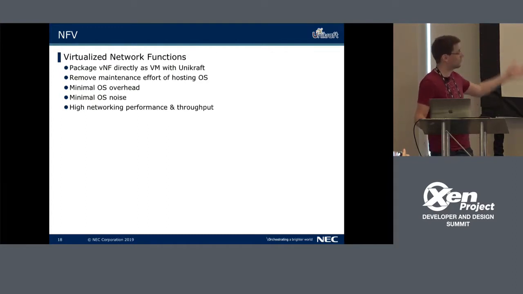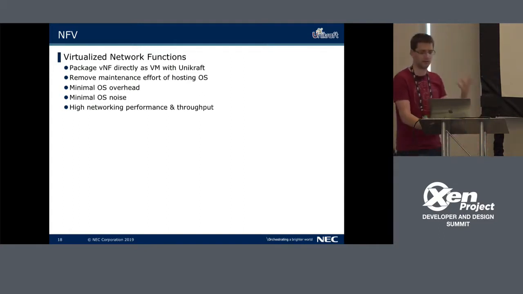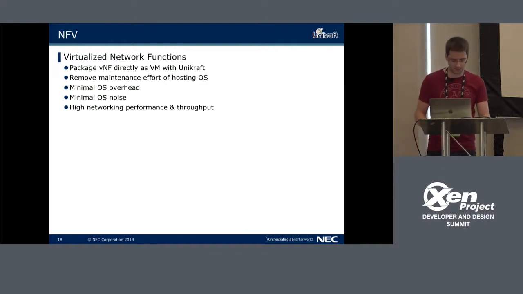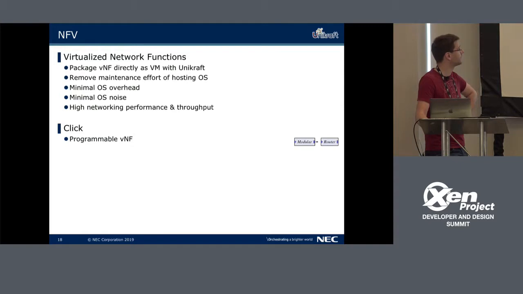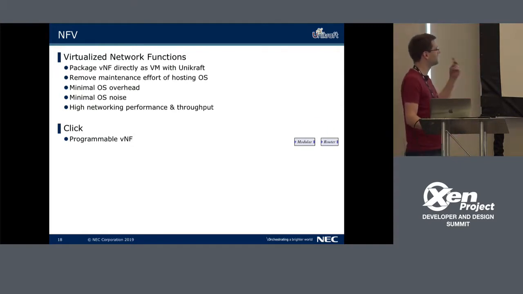The OS overhead gets more minimal so that you achieve better performance. The OS noise is minimal because you don't need to deal with preemption, with preemptive schedulers, if you don't need that in your VNF and so forth. And you can achieve really high networking throughput. Anyway, we have two projects there.